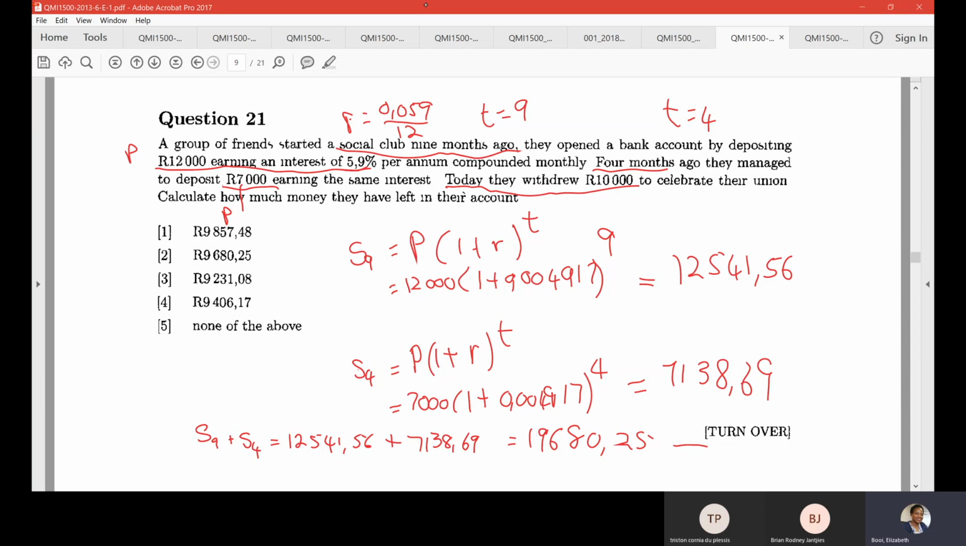So we need to subtract the 10,000 that they withdrew. And the answer you get is option 2. Option 2, because they end up with 9,680 rand 25.